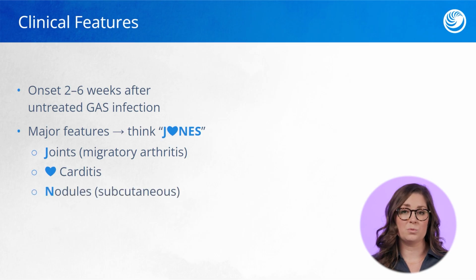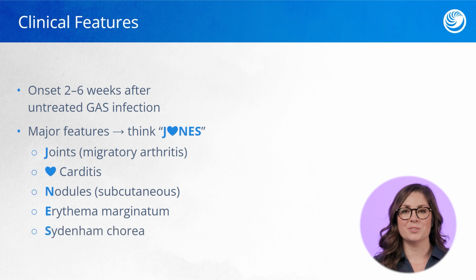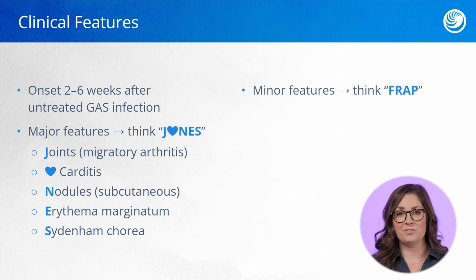Nodules will appear, and these will be subcutaneous or deep under the skin, so these are a lot easier felt rather than seen. Erythema marginatum, which is a rash that presents on the trunk and the limbs. Sydenham chorea. These are jerky, involuntary movements of the limbs, trunk, and even the face. These movements mimic twitching. When it comes to minor features of rheumatic fever, think of FRAP.